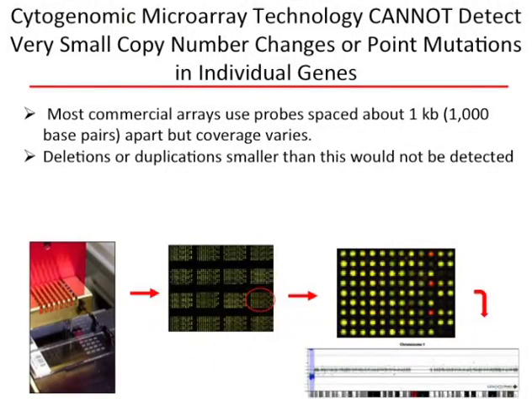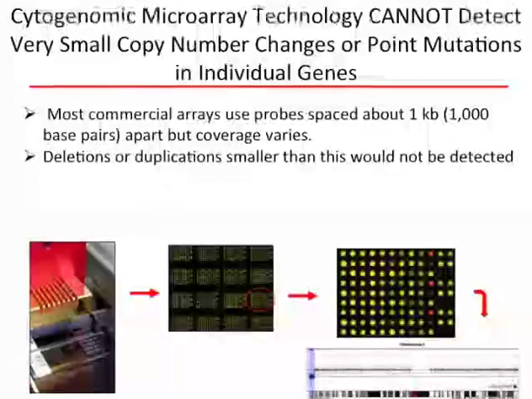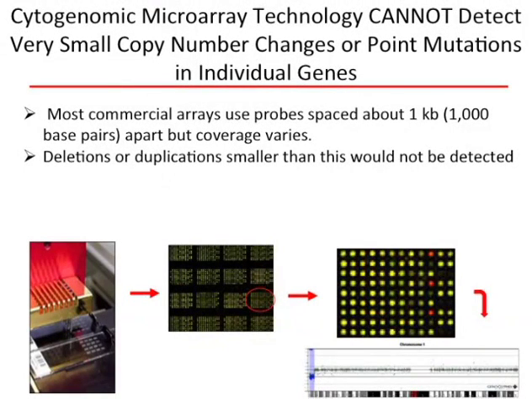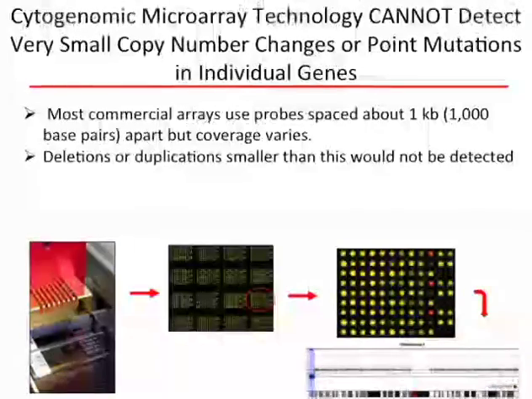But it can't detect very small changes at the level of nucleotides themselves. Most of the commercial microarrays that are used have probes that are spaced about 1,000 base pairs apart. So anything smaller than that, you're not going to be able to pick up with the microarray. Coverage does vary. Some parts of the genome may have much closer together probes, and others are much farther apart. It's very difficult to see any deletions within genes themselves, although there are some specialized microarrays that are enabling people to do that.